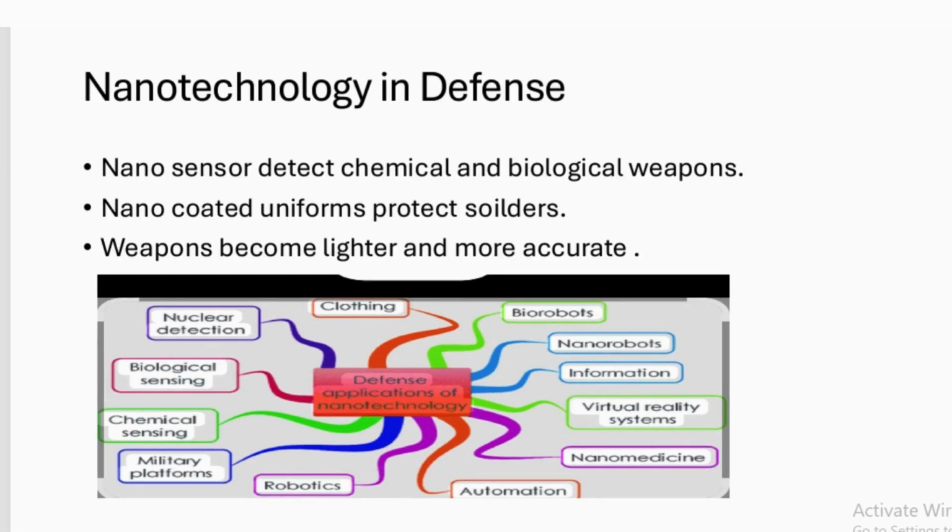Nanotechnology plays a specific role in the defense mechanism. For example, nanosensors detect the chemical and biological weapons. Nano-coated uniforms protect the soldiers, and the weapons become lighter and more accurate.